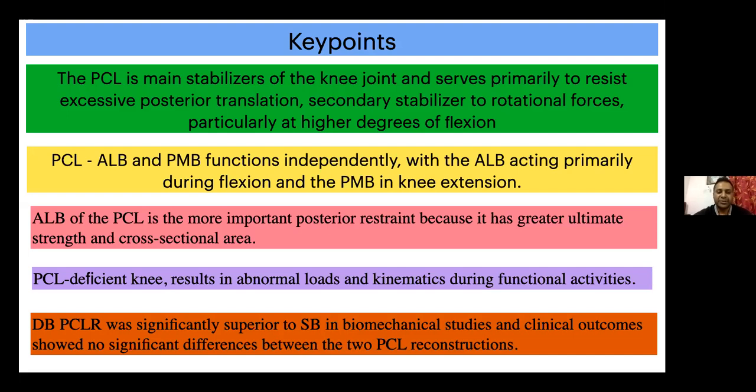The anterolateral bundle of the PCL is more important with respect to posterior restraint because it has greater ultimate strength and cross-sectional area. A PCL deficient knee results in abnormal loads and kinematics during functional activities, so it is important to reconstruct the PCL. Double bundle PCL reconstruction is significantly superior to single bundle in biomechanical studies, but clinical outcomes showed no significant difference between the two PCL reconstructions.